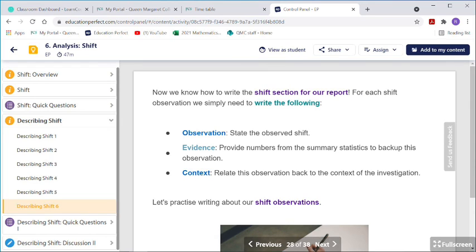And again, they just do a little recap. So you're going to have some exercises here where you're going to be describing these. They're on your Education Perfect, so just take the rest of this time to work through these. Make sure that you are really paying attention as you go, because you need to make sure that you're writing these out very carefully.